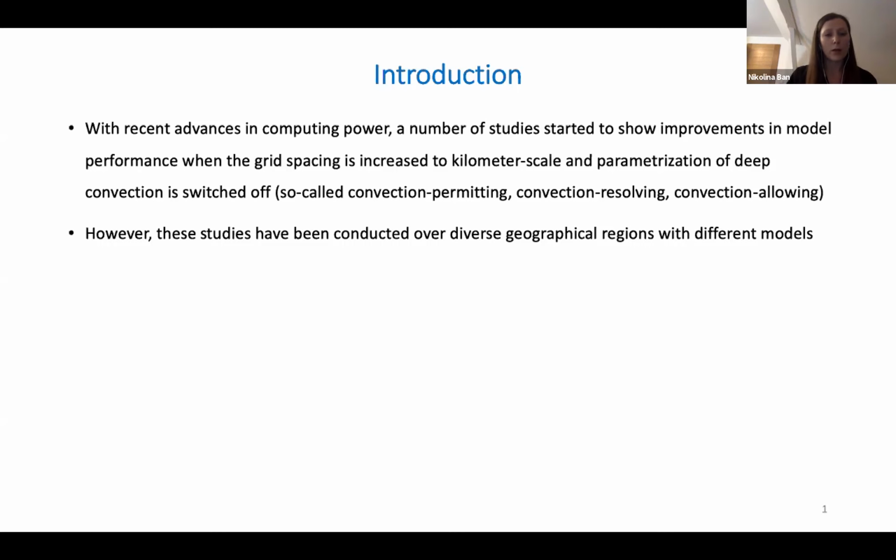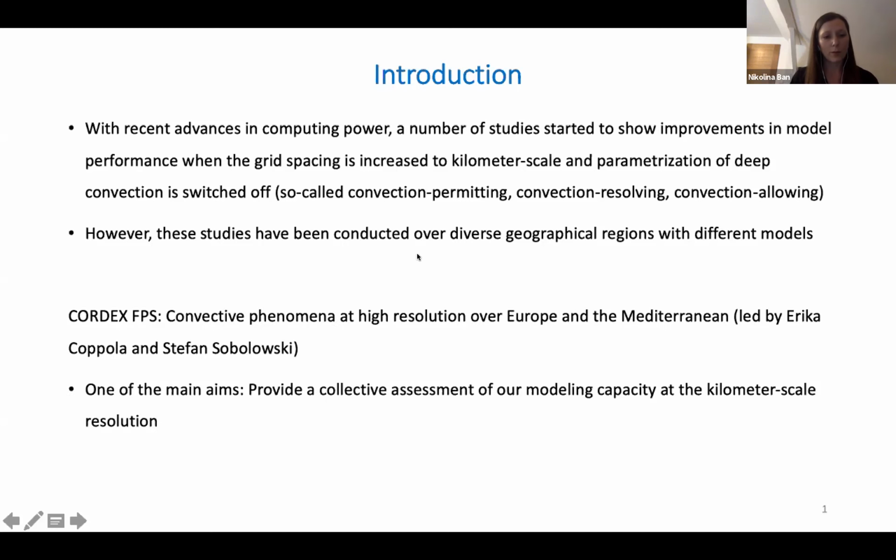And this is where this CORDEX FPS and EUCP Work Package 3 comes in. So one of the main aims of these two projects was to provide a collective assessment of our modeling capacity at the kilometer scale resolution. And this presentation follows that, or it is the first step. It provides the evaluation of precipitation from these simulations through some simple indices.